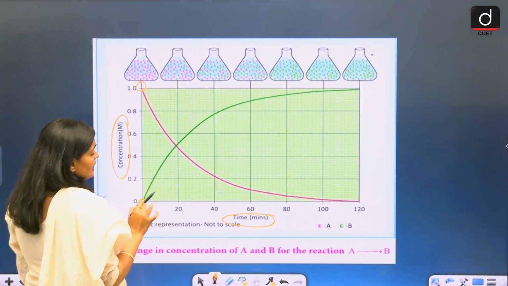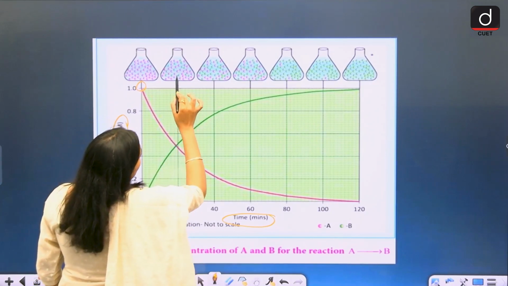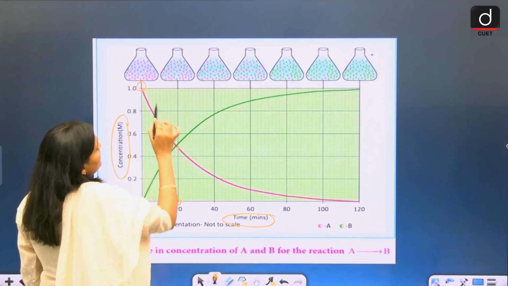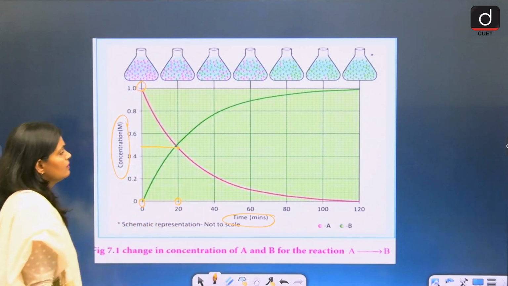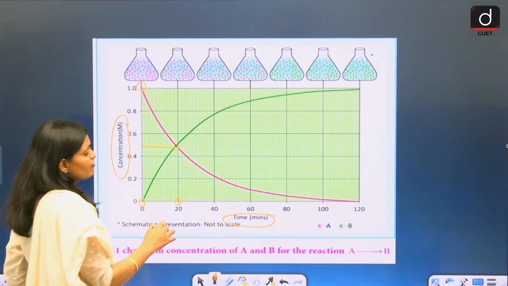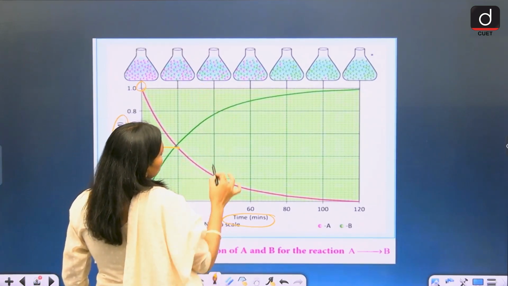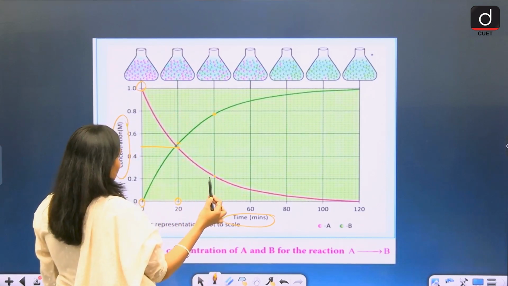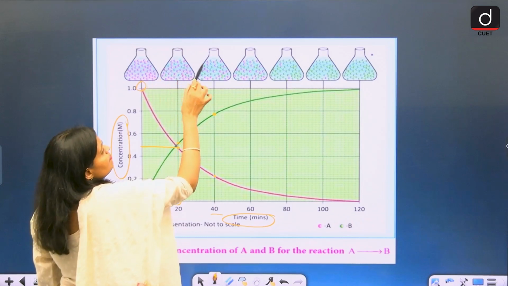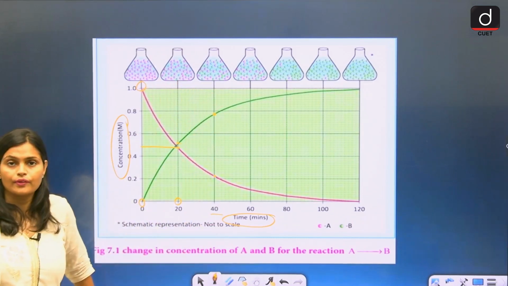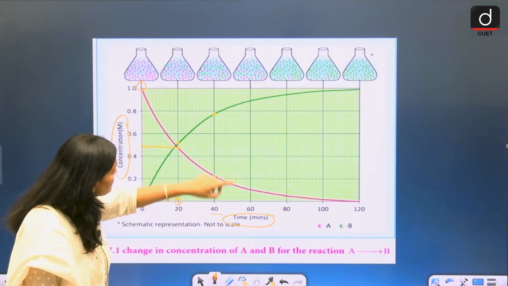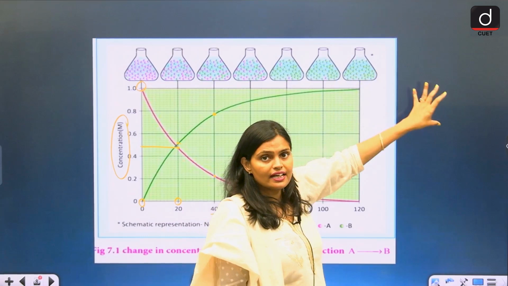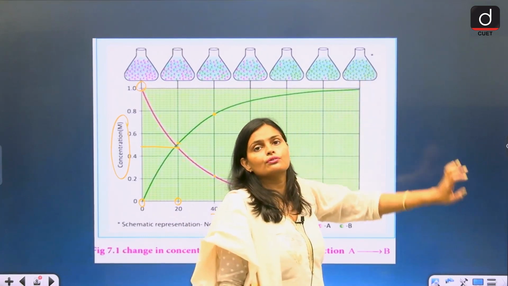As the time proceeds, after 20 minutes you now have some green color molecules, but the concentration of pink decreases. Initially it is 1 mole, but now it is approximately 0.5 mole. After 40 minutes, the concentration of pink color molecule decreases again and the concentration of green color molecule increases. Now the reactant remains 0.3 or 0.2 molar, whereas the product is approximately 0.7 molar. Slowly, as the time passes, the reactant molecules decrease and the product molecules increase, and ultimately no reactant molecule is left, only the product molecules are left over.